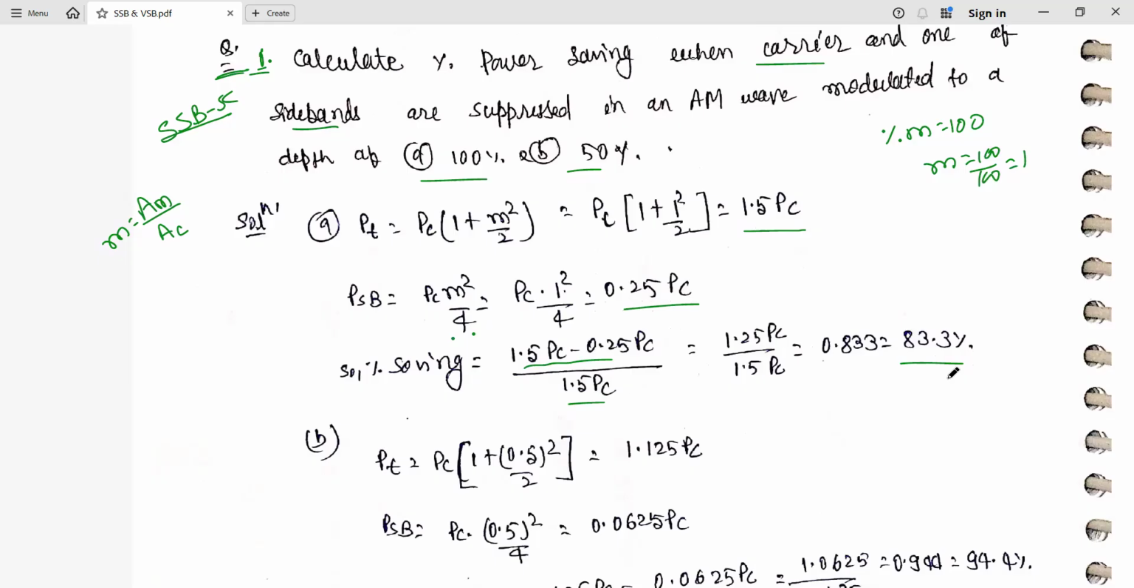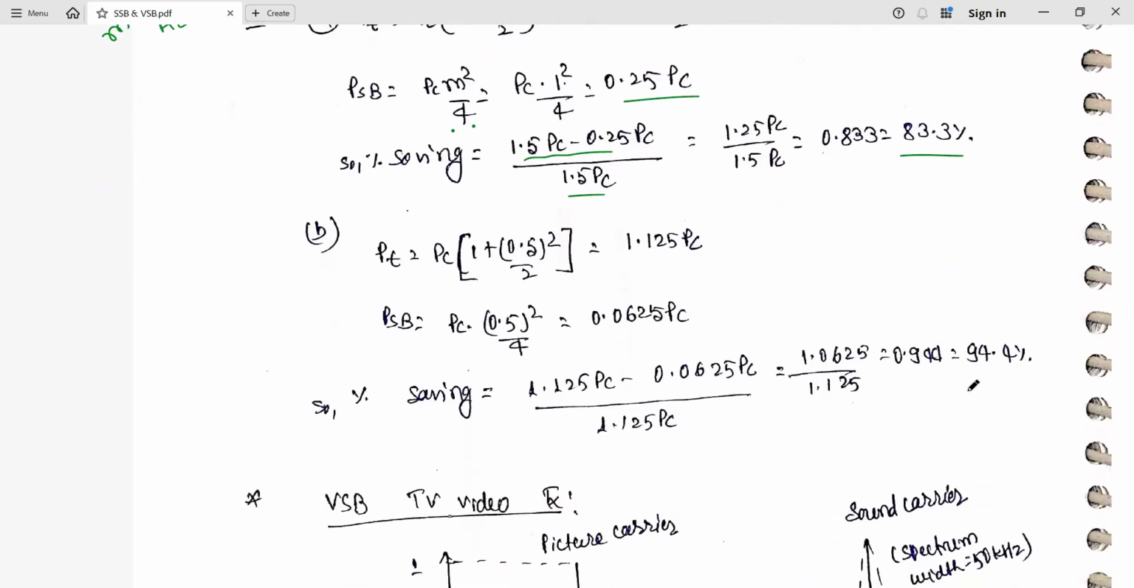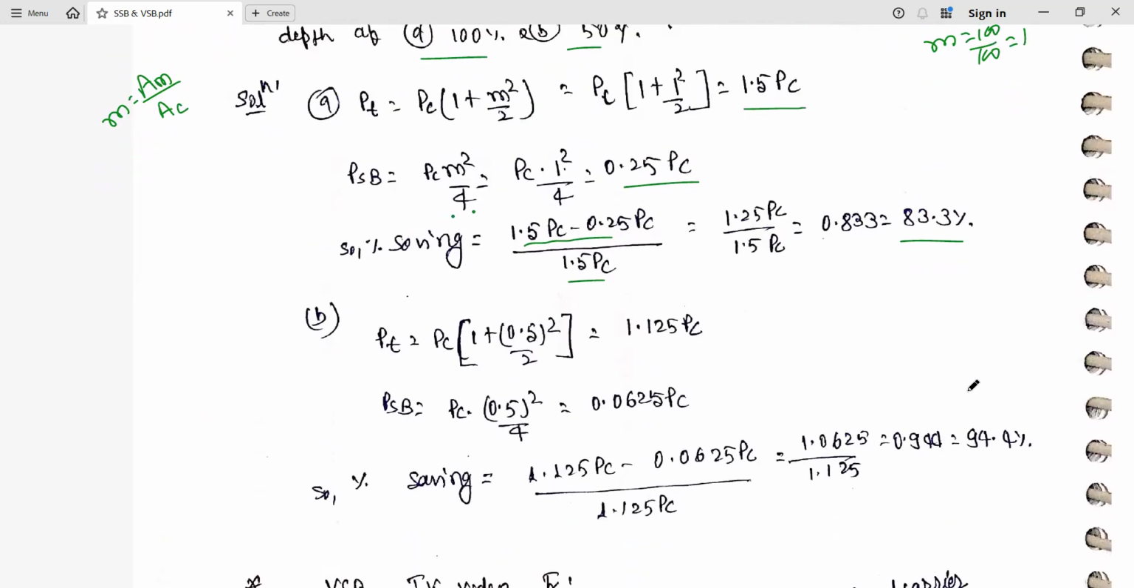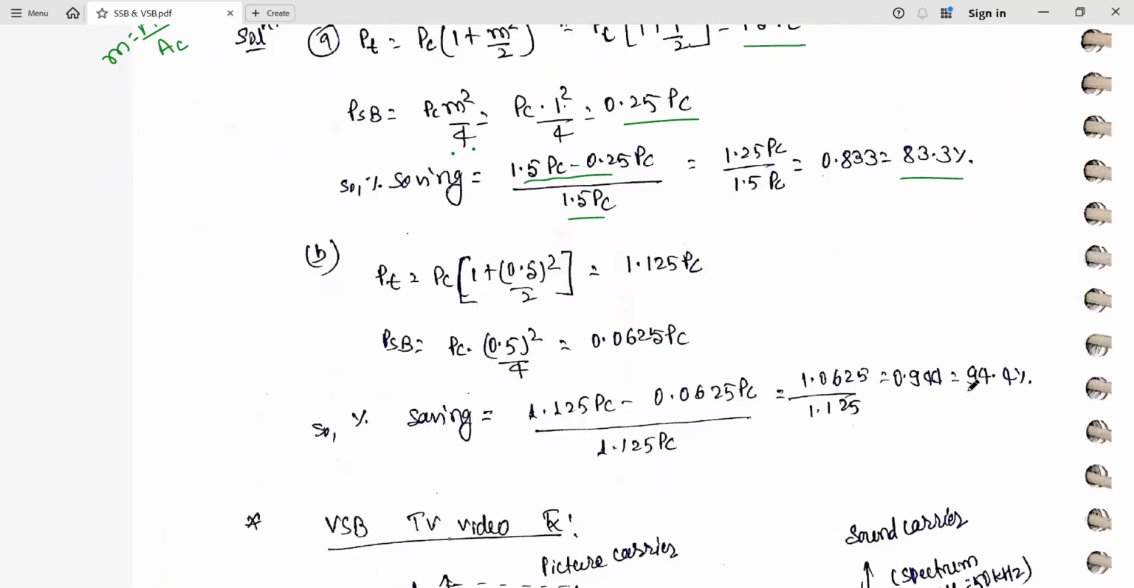So already we know that when we suppress the carrier, we are able to save power. Second condition, when we have 50 percent modulation. In case of 50 percent, how much will m be? The modulation index is 50 upon 100, which becomes 1 by 2, that is 0.5. In place of the modulation index, 0.5 is substituted in the same formula of transmitted power. So we have 1.125 Pc.